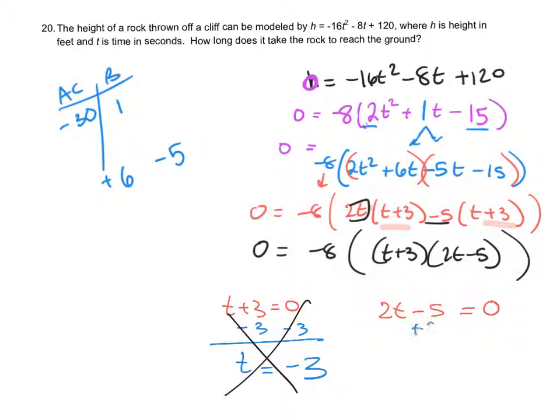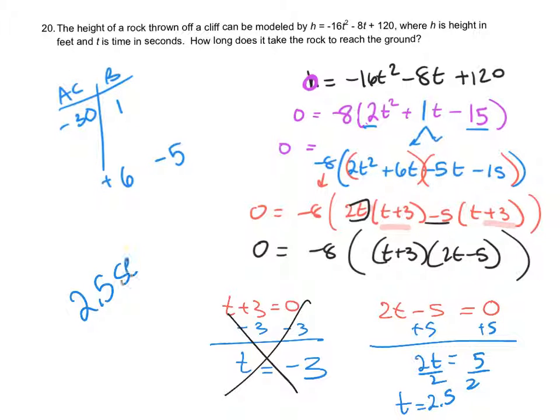And then the next one, you would add 5, and you get 2t equals 5. Divide by 2, and you get t is equal to 2.5. That means that 2.5 seconds after it's thrown, it's going to reach the ground. Because at that point, your value of h is 0.